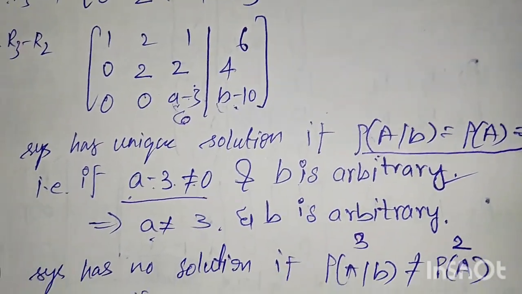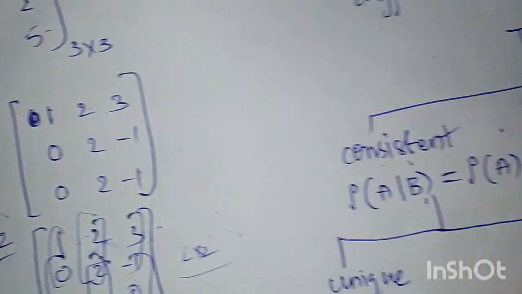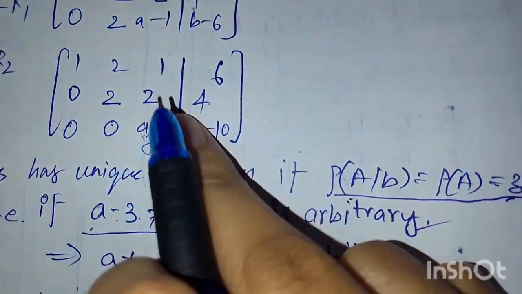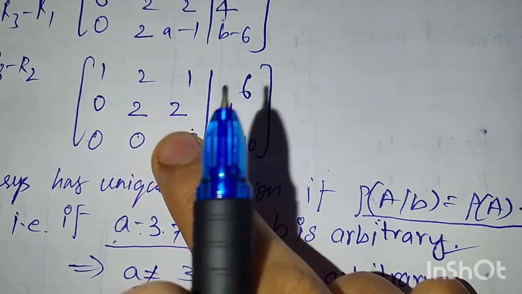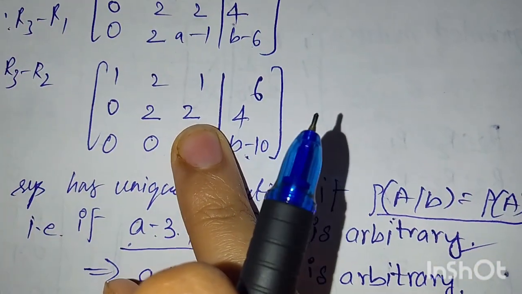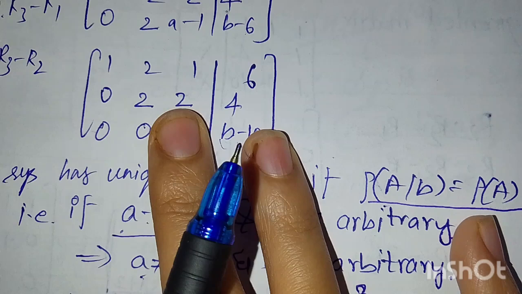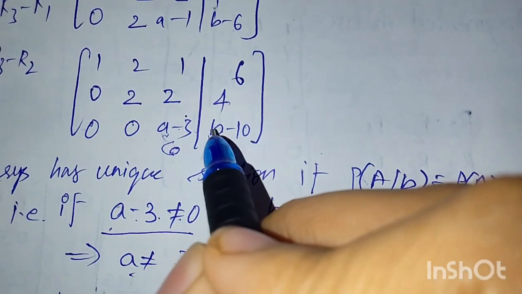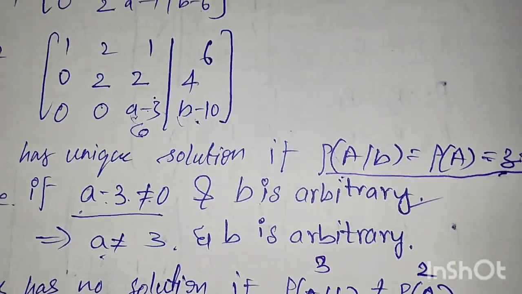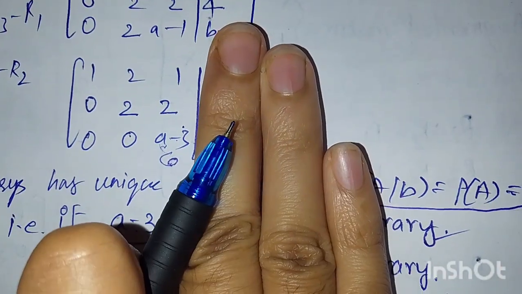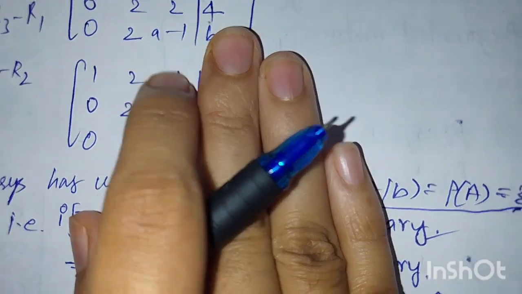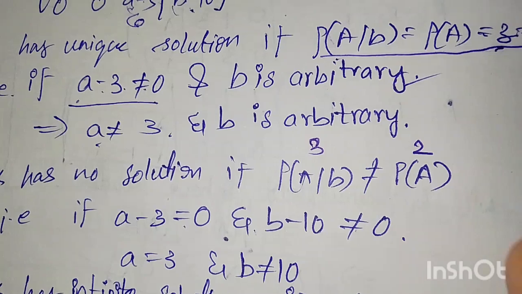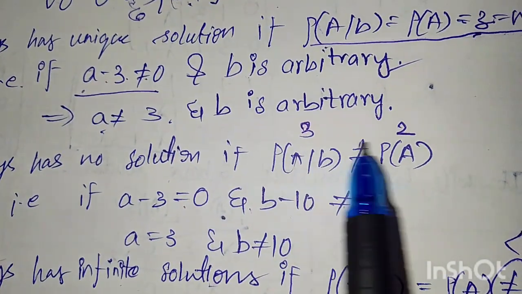Okay. Next, no solution. No solution means inconsistent. So rank of [A|B] should not be equal to rank of A. Here, if a minus 3 is 0, and b minus 10 is not equal to 0, here 0 is there and here some constant is there. The number of non-zero rows will be 3, so the rank will be 3. But here 0 is there, no? So rank of A will become 2 only. Number of non-zero rows is 2. So in such a case, a minus 3 is 0, b minus 10 is not equal to 0. In that case, we'll have no solution because their ranks will not be equal.